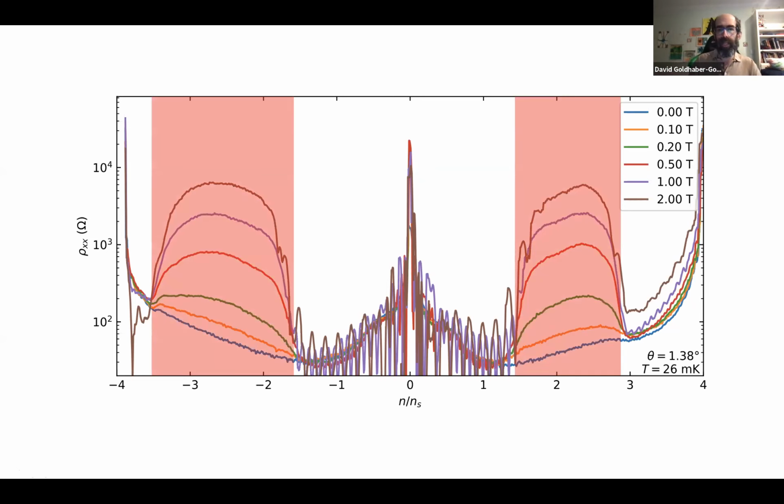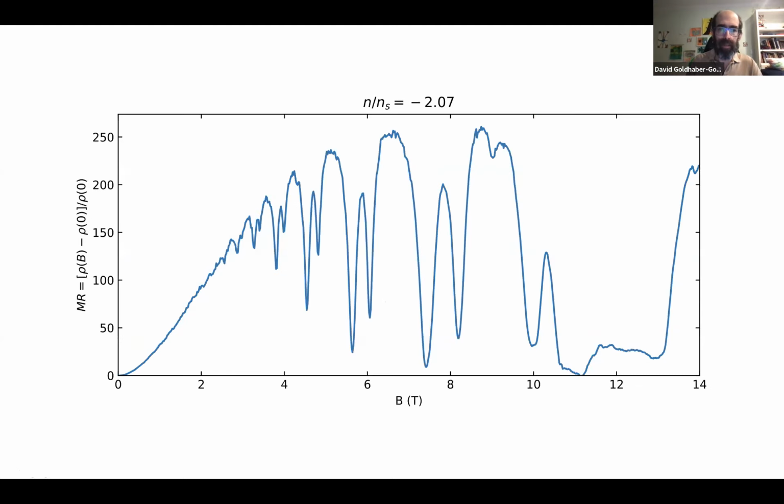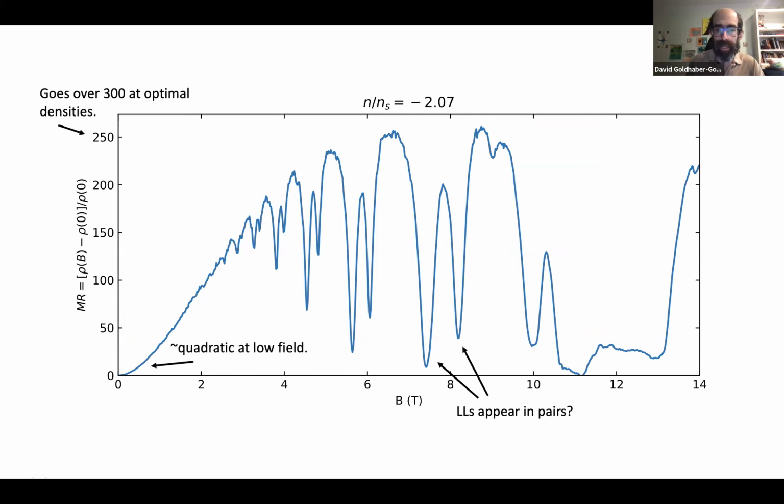If we look in these regions, here's a cut where we're sweeping magnetic field, and you can see this very large magnetoresistance. It's actually approximately quadratic, and that's the same that you see in a compensated semi-metal. And then you start to see oscillations that look like Shubnikov-de Haas oscillations, so the formation of Landau levels. And if we look closer, we get our second surprise, that the Landau levels seem to appear in pairs.